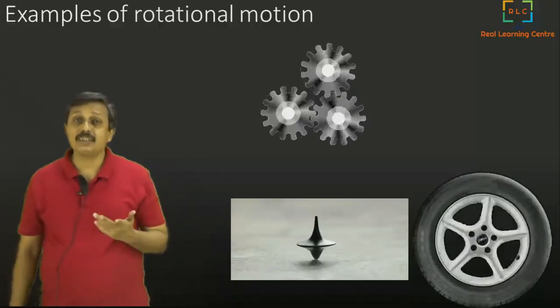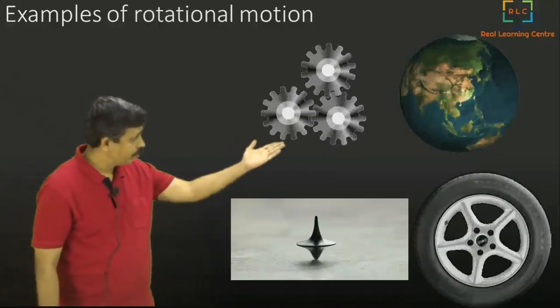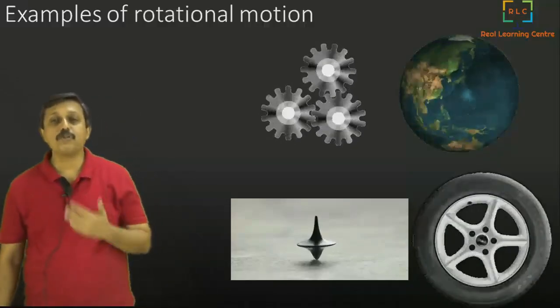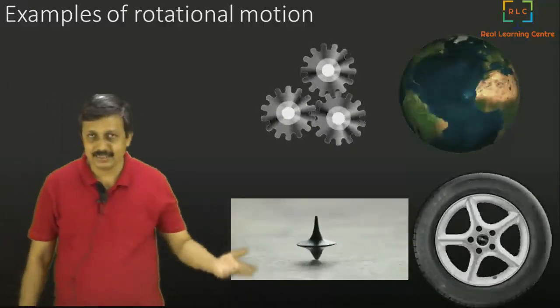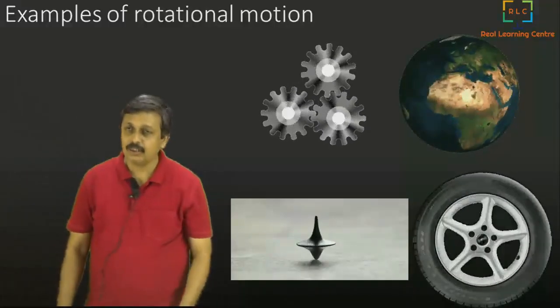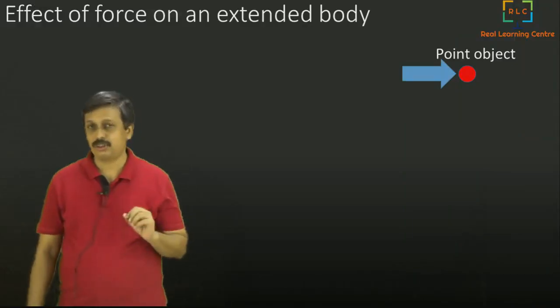And you can also see that the whole of our earth actually is rotating on its own axis. So rotational motion is quite universal, it is there everywhere. So we need to understand it and study it. Okay. So now let's start with a simple question.